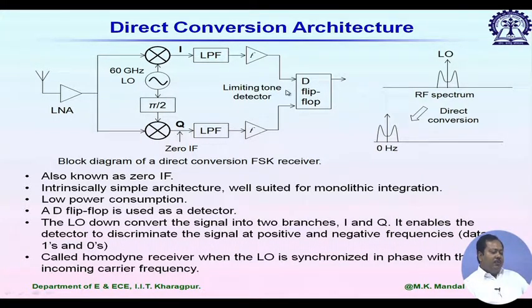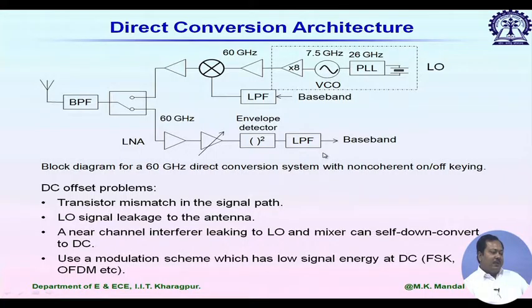So, the LO down converts the signal into two branches I and Q, and then it enables the detector to discriminate the signal at positive and negative frequencies that corresponds to 1 and zeros. It is sometimes called homodyne receiver when the LO is synchronized in phase with the incoming carrier frequency. Since it is not using any BPF and the number of components is very small, it is very popular in handheld device applications. Here is one transceiver architecture.